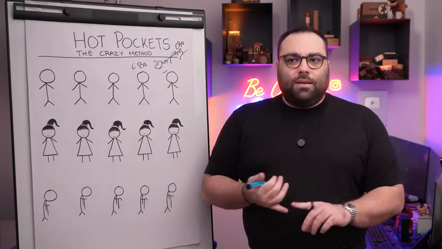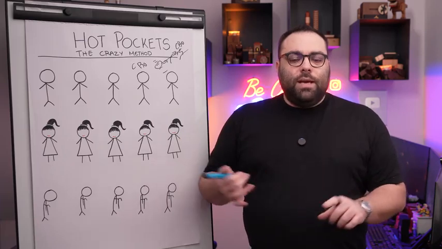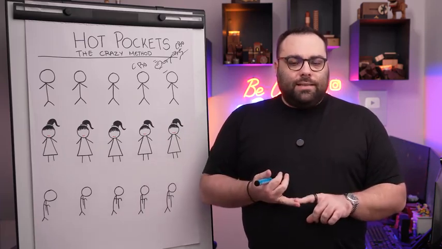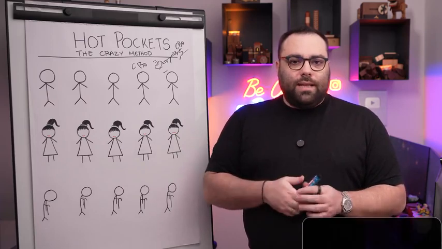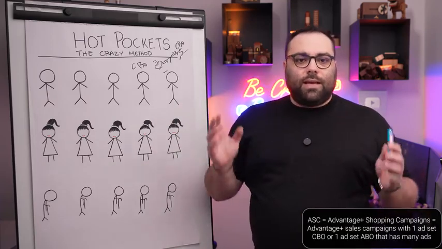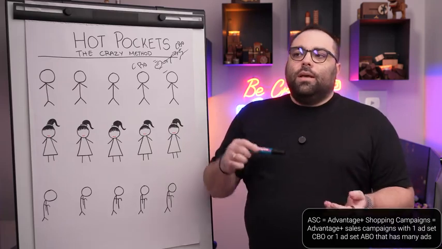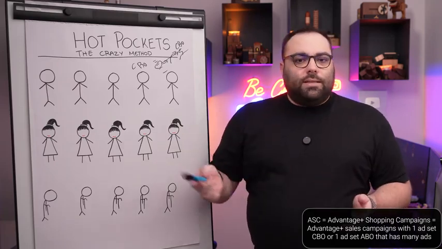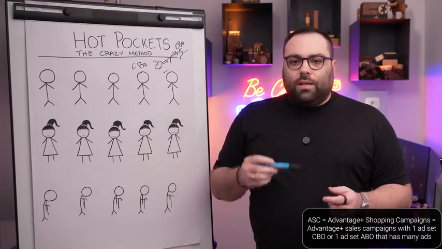Crazy method means that it's a CBO campaign. It means that all the ad sets are exactly the same between each other and all the ads are the same between each other. There is no crazy method with ABO. There's no crazy method with anything else. It has to be CBO. There are some versions with ASC and all of that, but we're going to talk about that later.